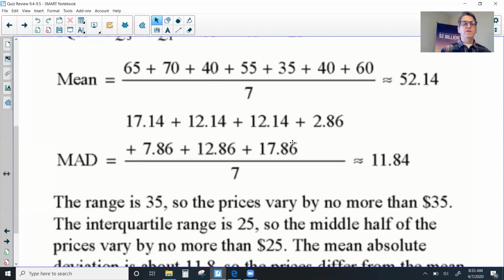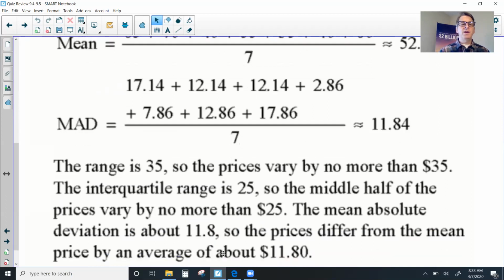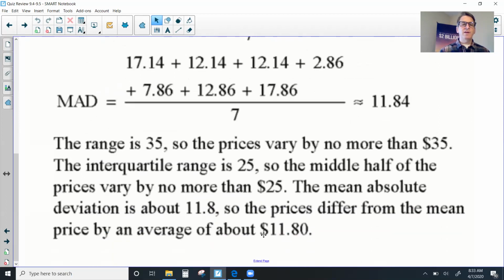So what this means is the range is 35, so the prices vary by no more than $35. The IQR is 25, so the middle half of the prices vary by no more than $25. And the MAD of 11.84 means that the deviation is about $11.80. So the difference from the mean is on average about $11.80.